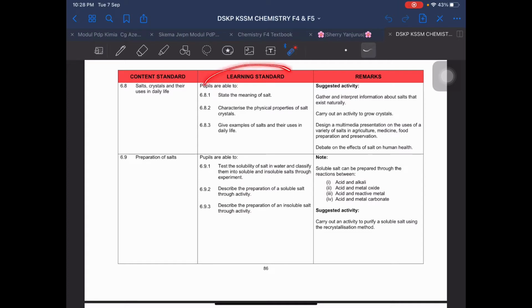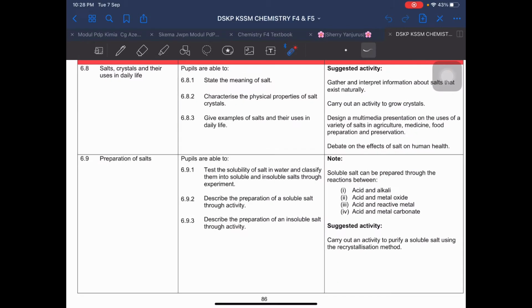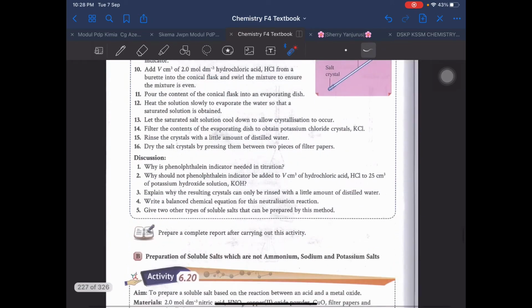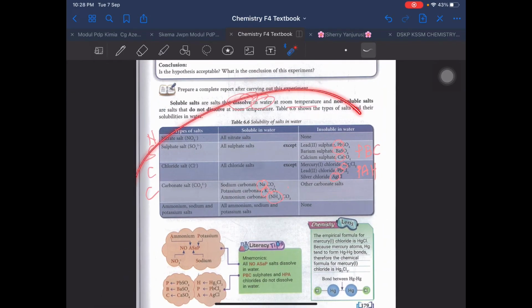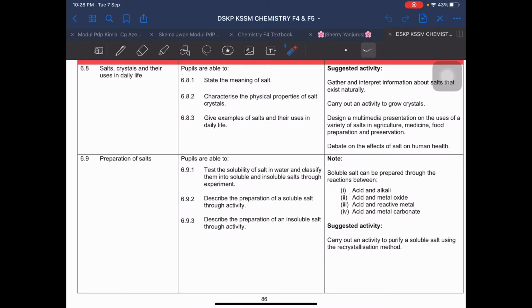Okay, so what learning standard are you going to learn? 6.9.1, test the solubility of salt and then classify them into soluble and insoluble salts. I will teach you more on the tables that are provided in your textbook. Since we cannot do experiment right now, I will focus more on this one. I hope you all still remember. We learned about this one briefly last year. And then we are going to learn about preparation of soluble salt and also preparation of insoluble salt.